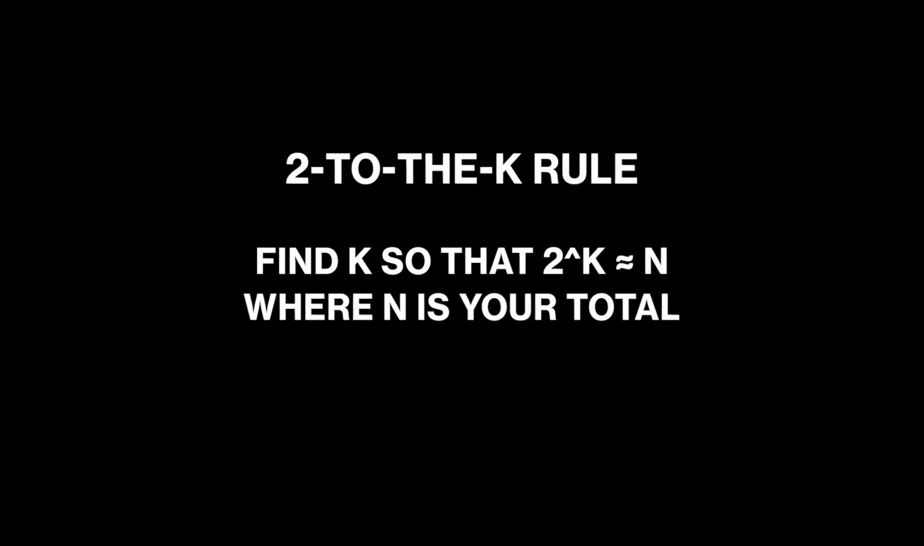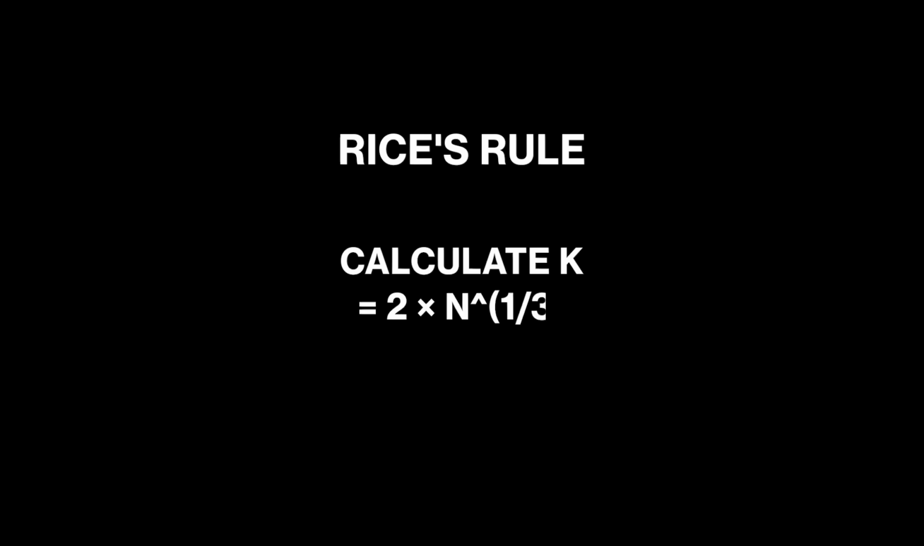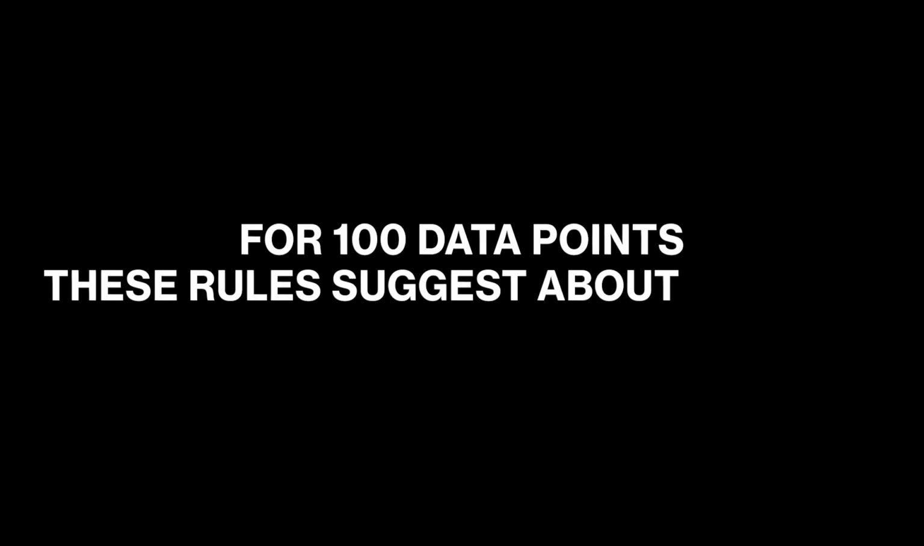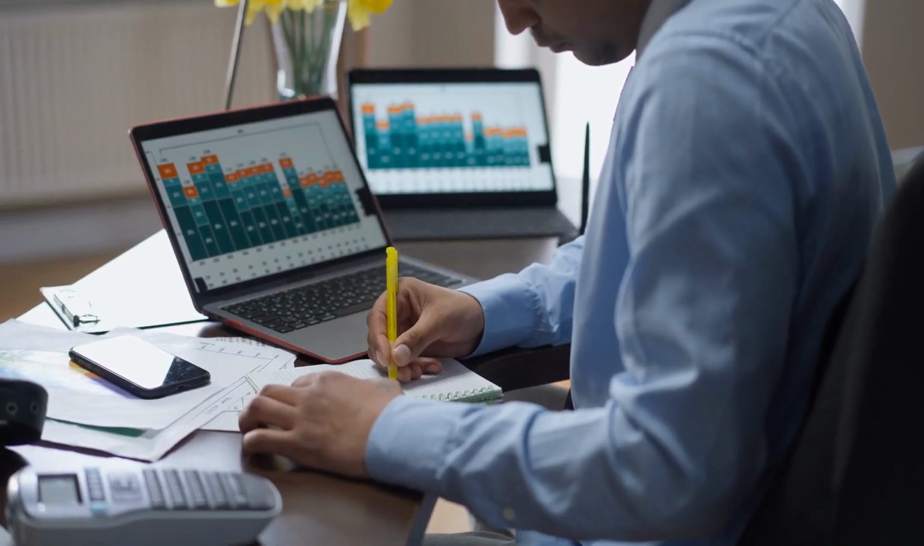Find k so that 2 to the power k equals n, where n is your total number of data points. Square root rule: set the number of bins equal to the square root of n. Rice's rule: calculate k equals 2 multiplied by n to the power of 1 divided by 3. For 100 data points, these rules suggest about 7 to 10 bins. But remember, you can adjust based on what looks clearest.